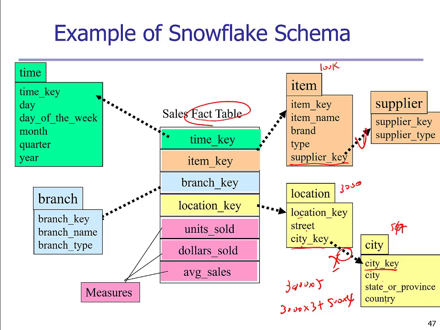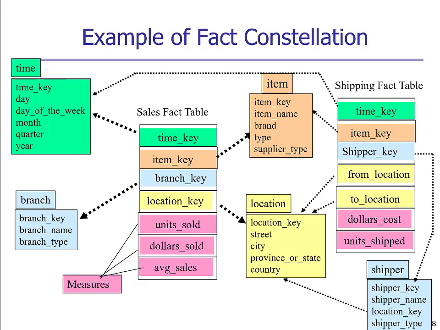Okay, and for the fact constellation, sometimes, for example, we may have different departments, and each department may have their own data warehouse or at least their own data, right? On the other hand, certain dimensions can be shared by different departments. For example, time and maybe branch, right? Item or location.